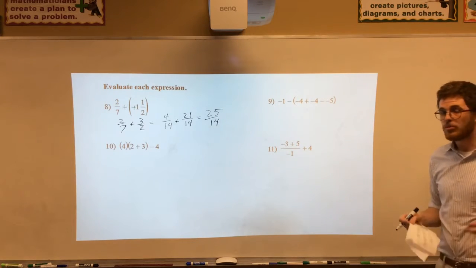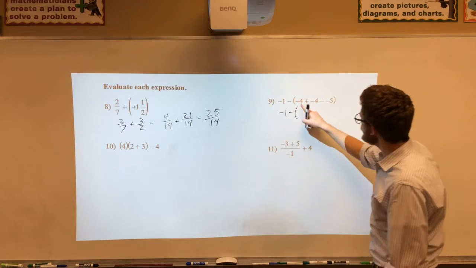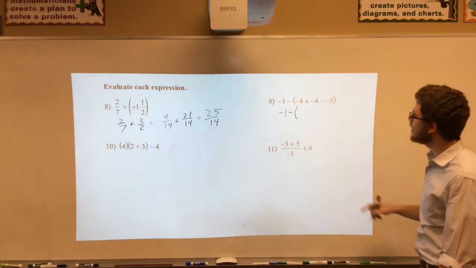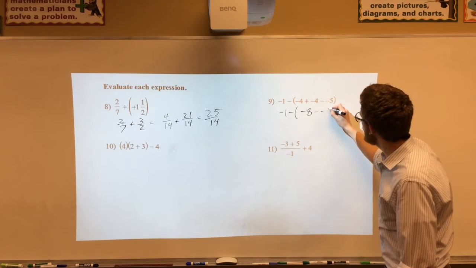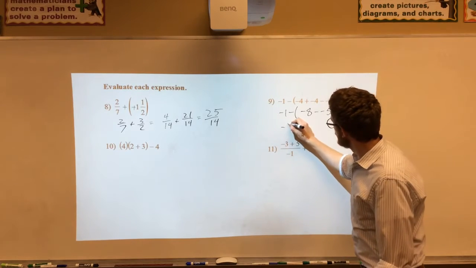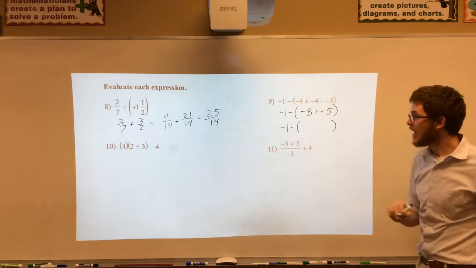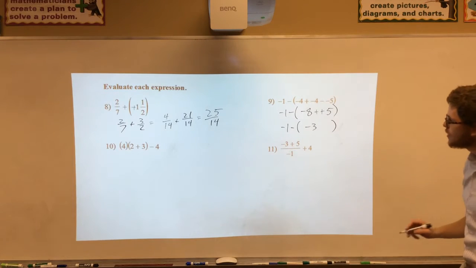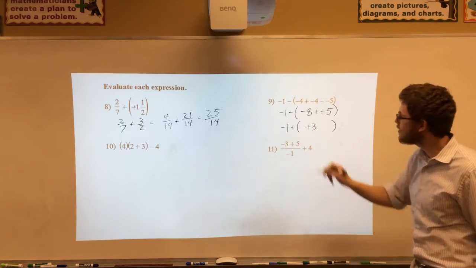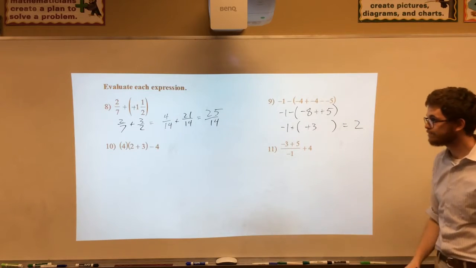Here we need to do what's in the parentheses first. So I add and subtract from left to right. I've got negative 8 minus a negative 5. Subtracting a negative is the same thing as adding a positive, so I really have negative 1 minus a negative 3. Again, subtracting a negative is the same thing as adding a positive, so this comes out to be 2.